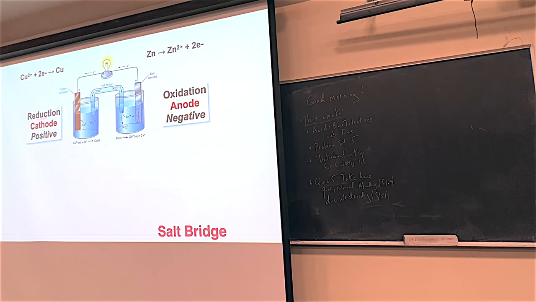That's the site of reduction. Cathode is the fancy name for the site of reduction. And it gets the positive sign then because that's where the electrons want to go.